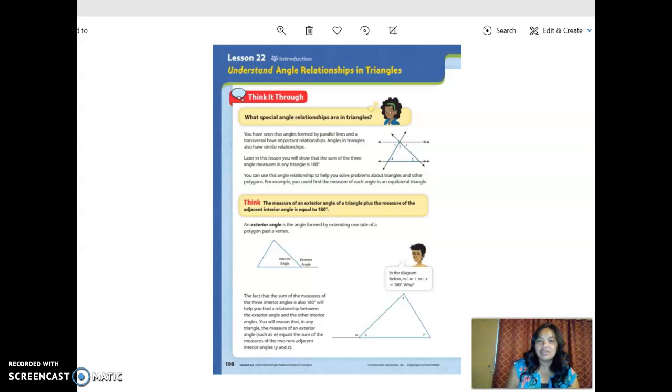Hi guys, this is day one of lesson 22. It takes all the angle relationships that we learned and kind of takes it a step further.